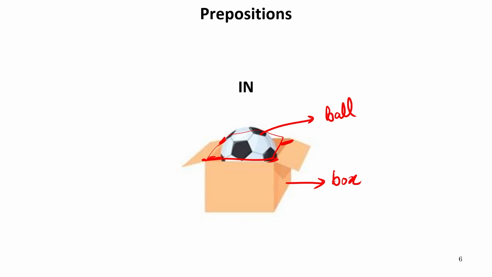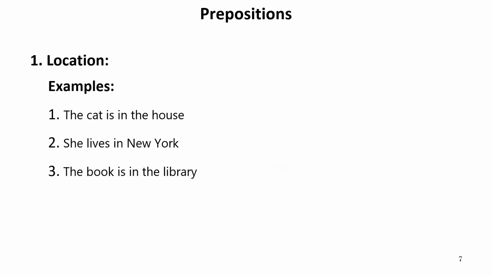Now, let us discuss some examples and uses of preposition in. First, we can use it to locate. This preposition in is used to show the location of something. For example, the cat is in the house. So the location of this cat is in the house. She lives in New York. Obviously, because she lives somewhere.